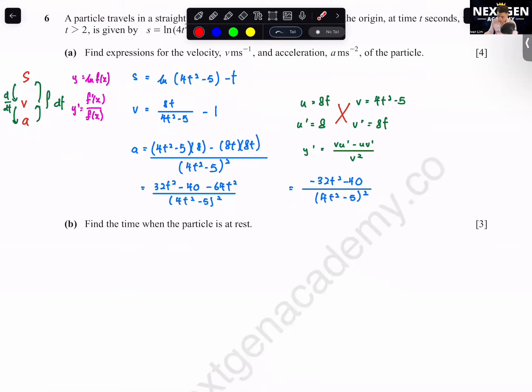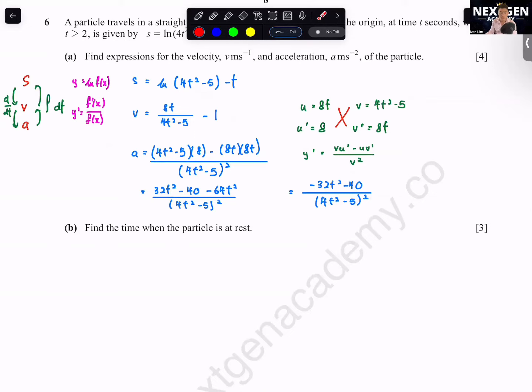Okay, let's go to question B. Find the time when the particle is at rest, expanded to one fraction. Do you need to do that? Don't need. They never ask you, so don't do extra things. Okay, just leave it like this. Right, what about this? At rest.